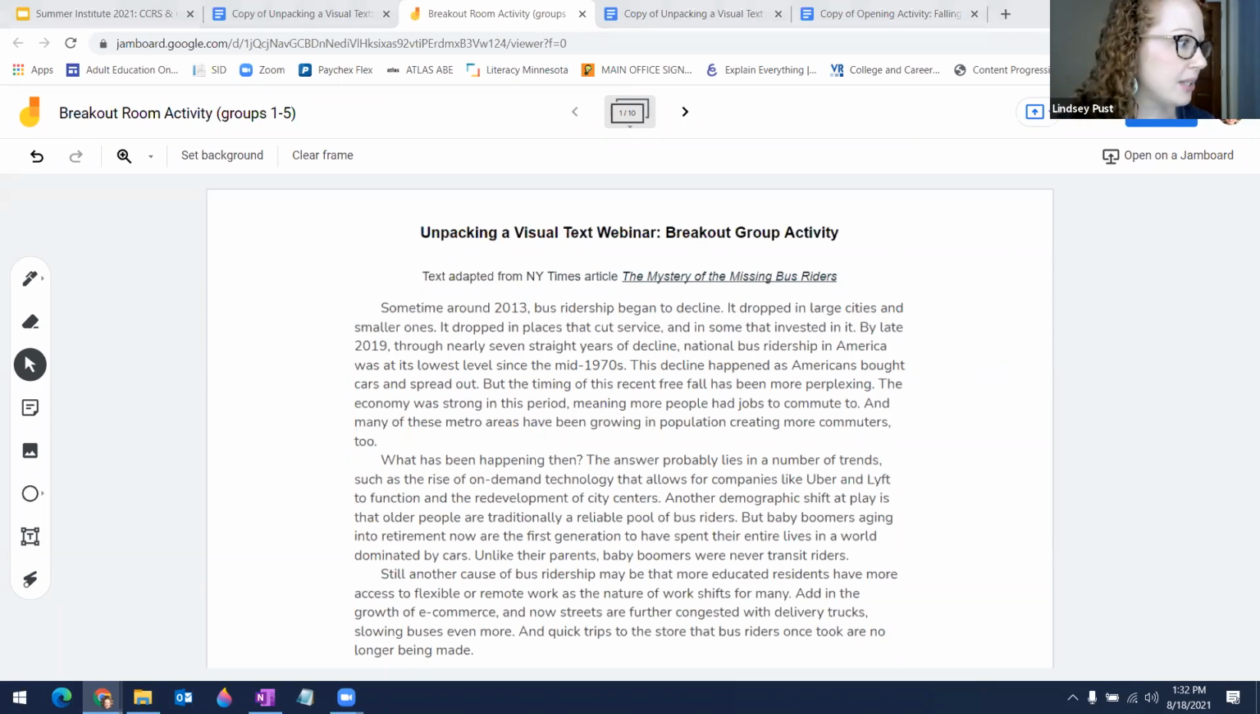So I will put 3 links in the chat. And if you look at the chat, you will see there are 3 links. One says Jamboard groups 1 through 5, one says 6 through 10, and one says 11 through 15. This is because there is a limit on how many people can be in a Jamboard at the same time, but they're all the same. So pay attention to your group number and then click on whichever Jamboard matches your group number.